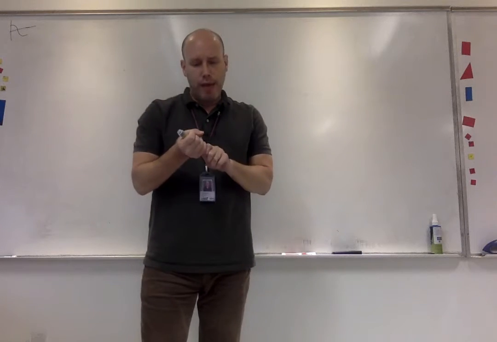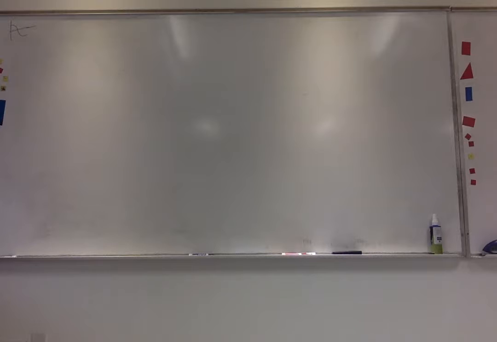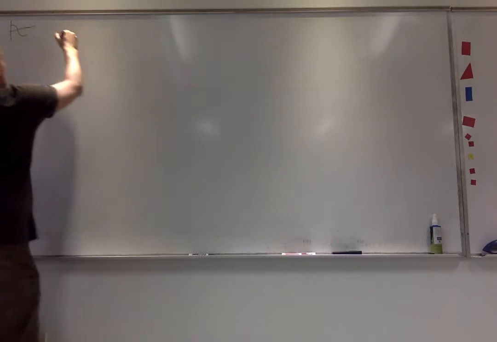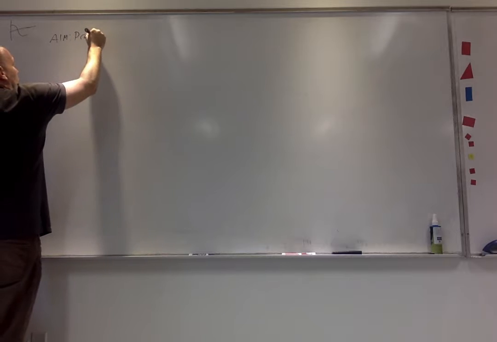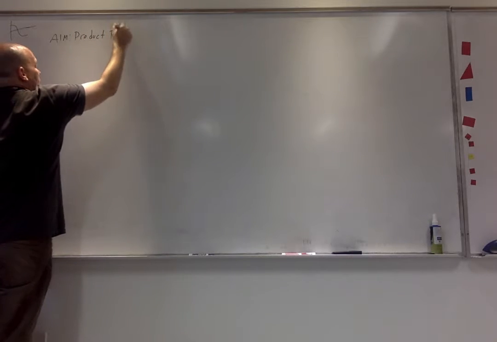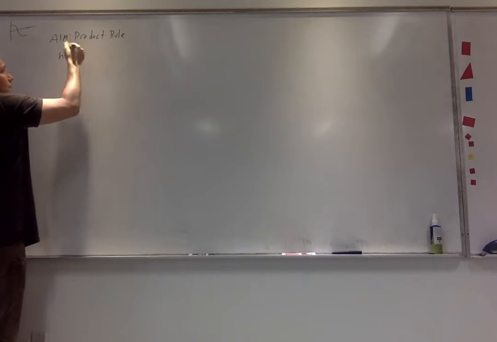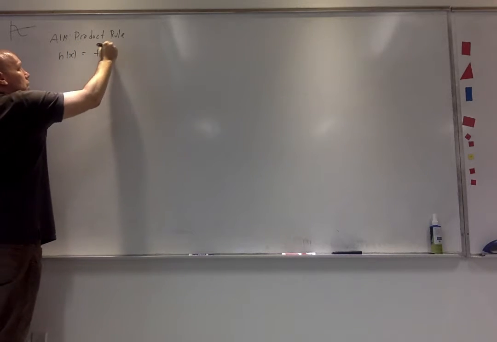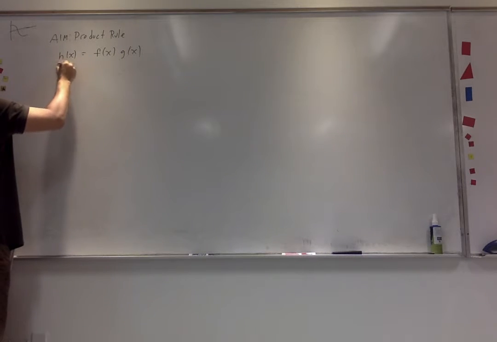Okay, let's take a look at 18b and 18c. 18b is the product rule. And the idea here is that your function, let's call it h of x, is actually a product of two functions that you know. The question is, what is the derivative?